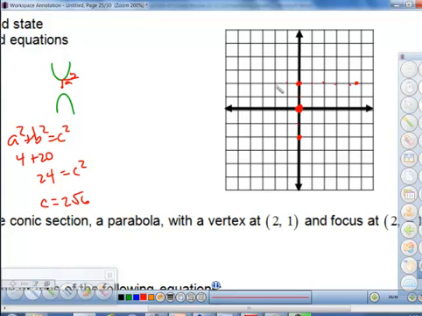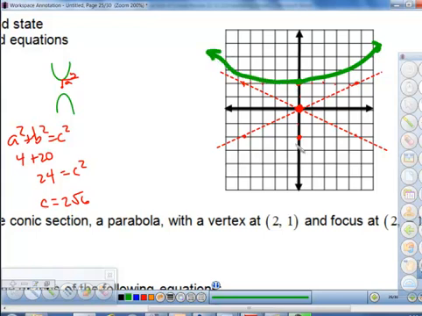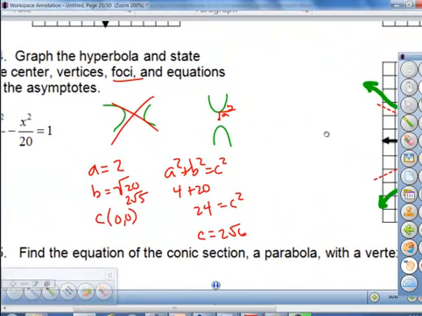Okay, so from here I'm going to go over 1, 2, 3, 4.5. I have to go both ways. 1, 2, 3, 4.5. Okay, this one's going to be right here. This one's going to be right here. Then from here I can draw my asymptotes. Okay, and then my parabola for the top and the bottom are just going to ride the line here. All right, so there's that.